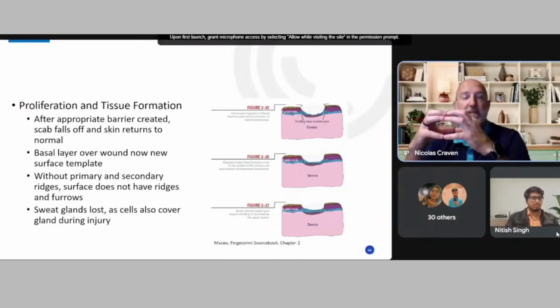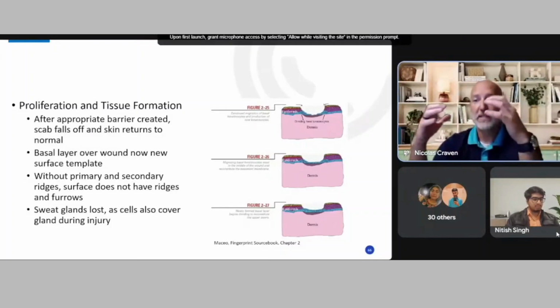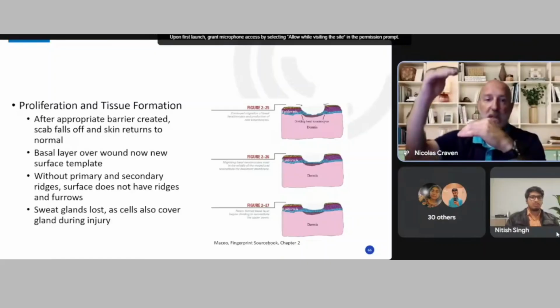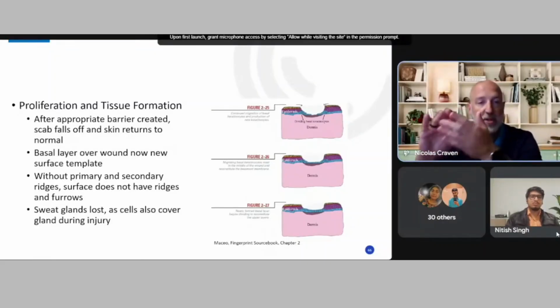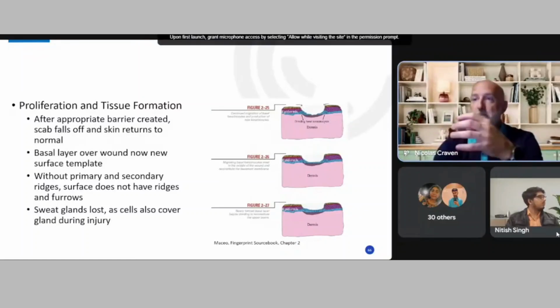The basal layer will now have its new surface template, because remember before I said that as long as the basal layer stays the same, it'll keep producing cells upwards that will keep the same skin structure as before. Well, now since it's been disrupted, a new template has been created, and everything going forward will look like that new template. And so that's why scars disrupt the ridge flow and create that puckering. Going forward, that structure is going to continue to reproduce every time the skin cells create new ones as they move towards the epidermis and the surface.